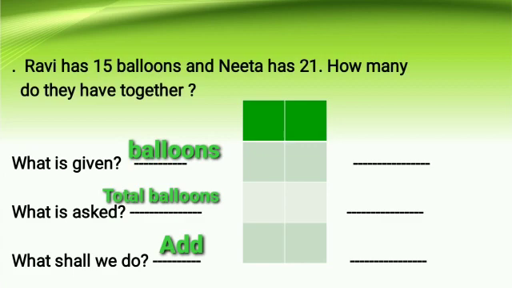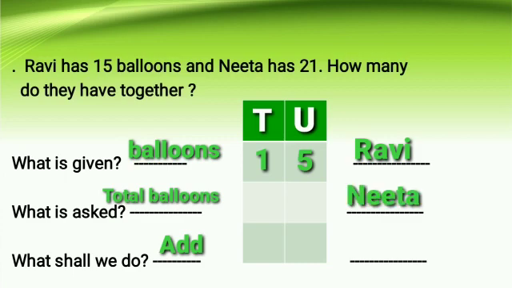Let us first name the columns. This is our tens column and this one is the units column. We will now fill the proper details in the columns. Ravi has 15 balloons. So we will put 1 in the tens column and 5 in the units column. Neeta has 21 balloons. So we will put 2 in the tens column and 1 in the units column.